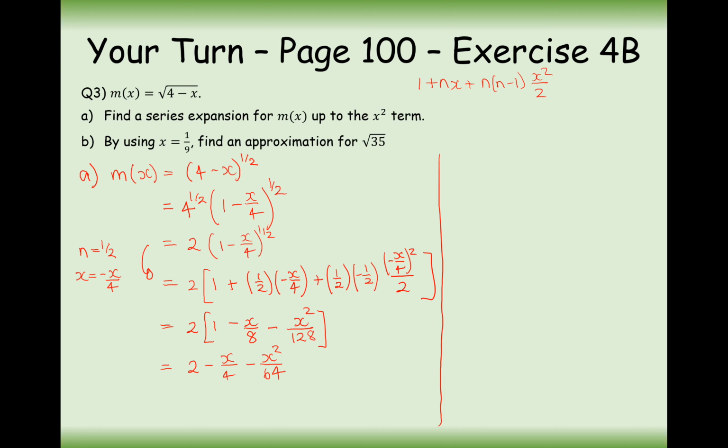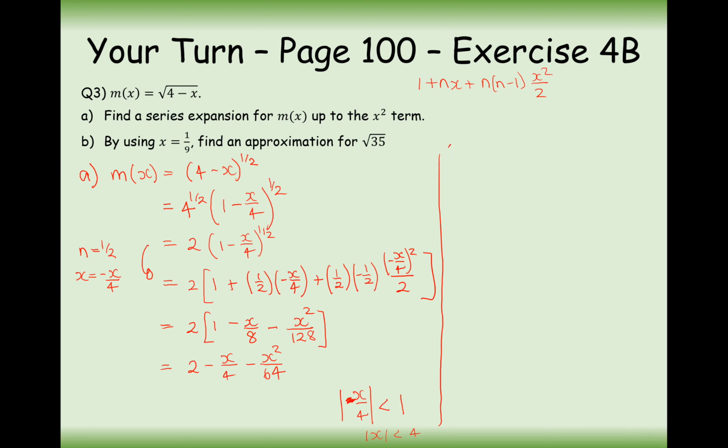What values of x are allowed? Well, the values of x that are allowed are going to be minus x over 4 inside the modulus is less than 1. We can kind of just ignore the minus there because it's going to be made positive by the modulus function, and then times the other side by 4, so it's going to be mod x is less than 4. So we are allowed to put x equals 1/9 into the binomial expansion. So let's go ahead and do that then.